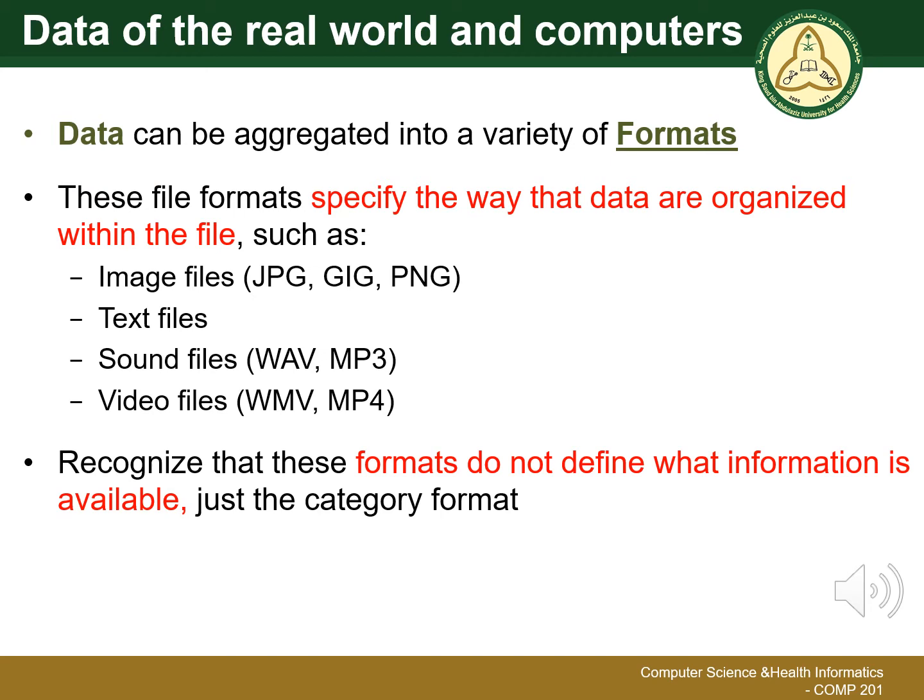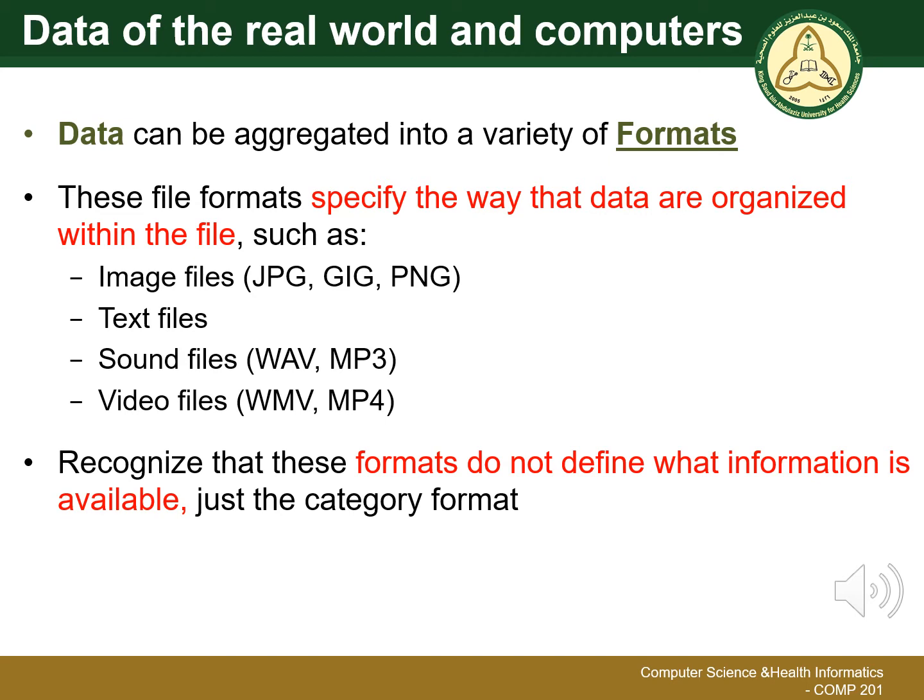The data can be aggregated into different formats. These formats specify the way that the data are organized within a file. For example, an image file always uses formats such as JPG, GIF, or PNG. So when I see a file whose format or category format is JPG, directly I will know that this file is an image. Another format is text file, also sound file, which uses WAV or MP3.